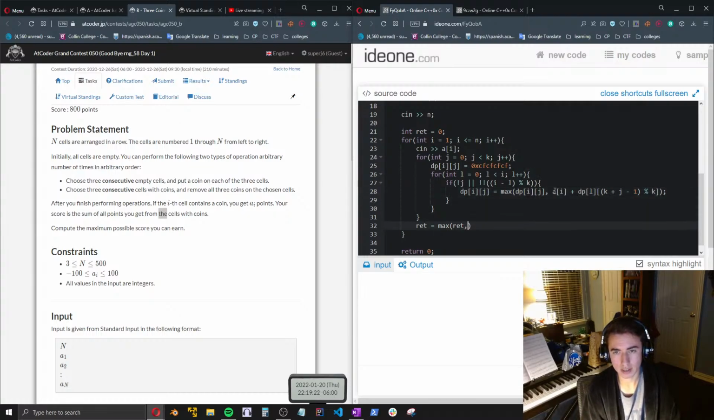ret is equal to max ret. Now we have to use groups of 3, so the DP of i of 2. Let's see if this works.